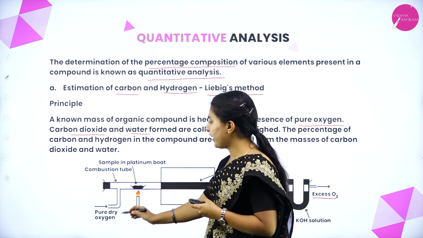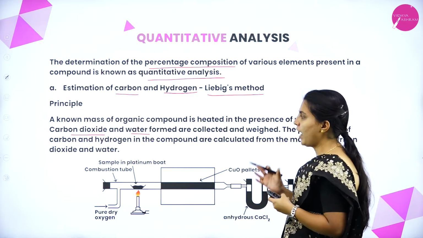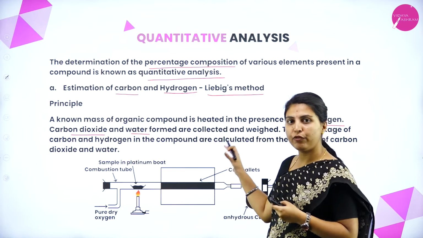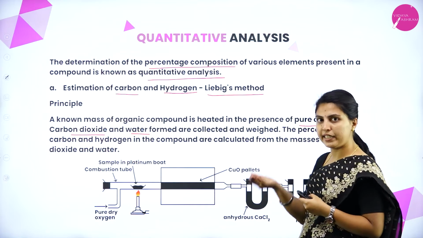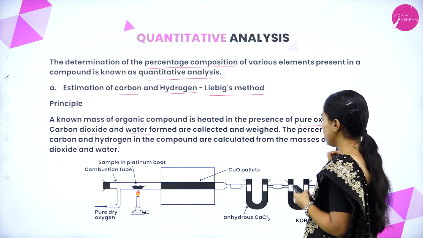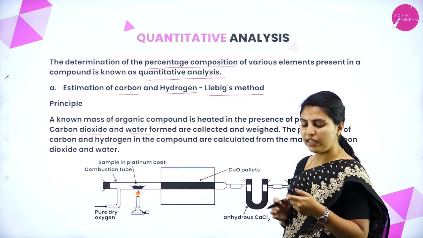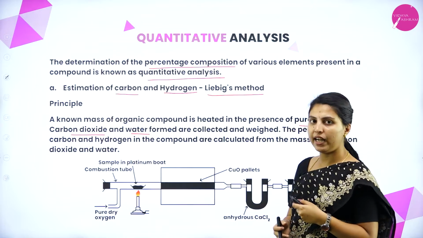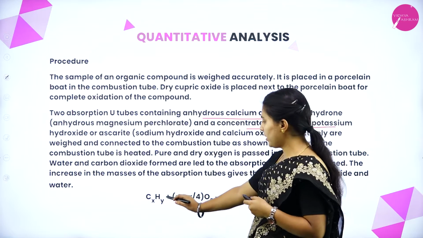See here, pure and dry oxygen has been passed here, and these absorption tubes completely absorb the carbon dioxide and water, whatever has been formed inside the combustion tube. If the masses of these U-tubes increase, then it is understood that carbon dioxide and water have been produced, and these two products will be used for the estimation of carbon and hydrogen. See here, this is the equation for carbon and hydrogen.